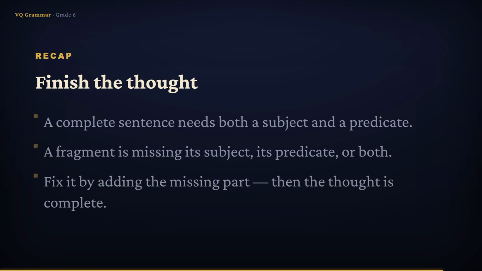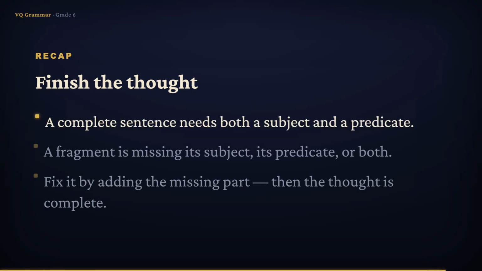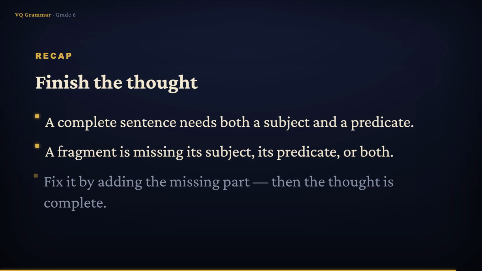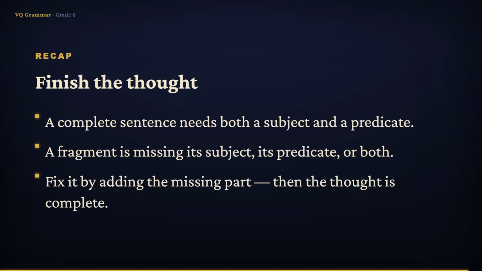Let's wrap up what we learned. A complete sentence needs both a subject and a predicate, a who or what, plus something said about it. A sentence fragment is a word group missing its subject, missing its predicate, or missing both, so it never finishes the thought. And when you find one, you fix it by adding the missing part. Run that quick check on your own writing, and your sentences will always be complete.